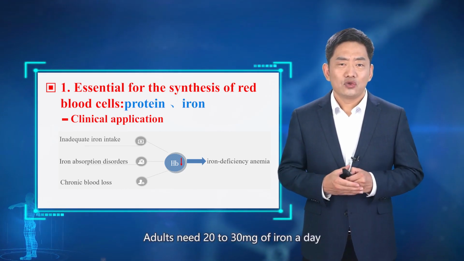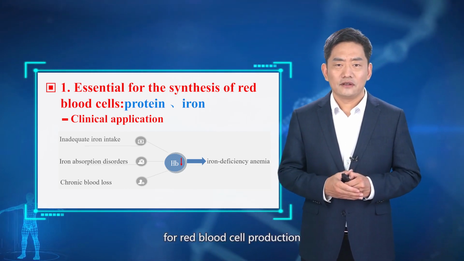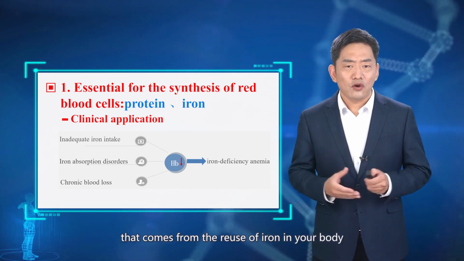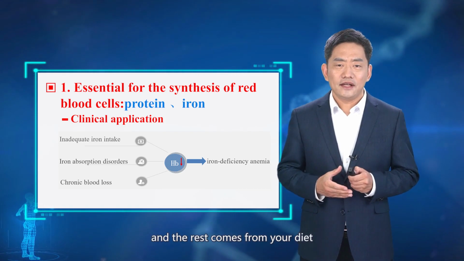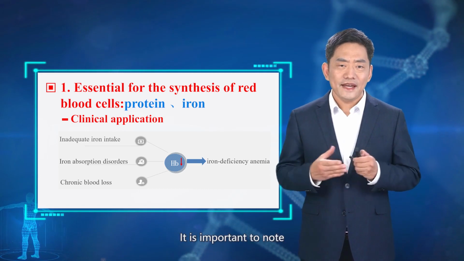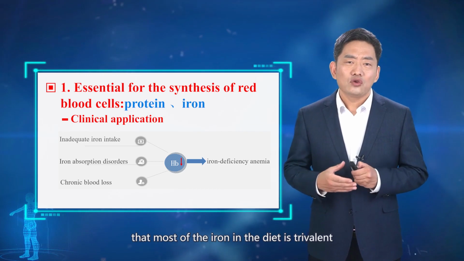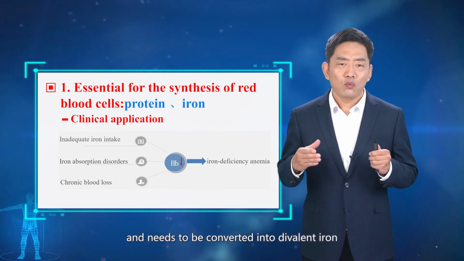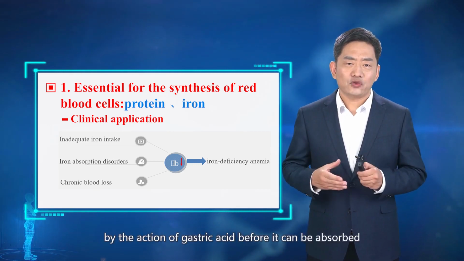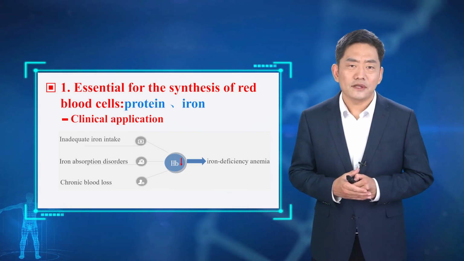Adults need 20 to 30 milligrams of iron a day for red blood cell production. 95% of that comes from the reuse of iron in your body, and the rest comes from your diet. It is important to note that most of the iron in diet is trivalent and needs to be converted into divalent iron by the action of gastric acid before it can be absorbed.